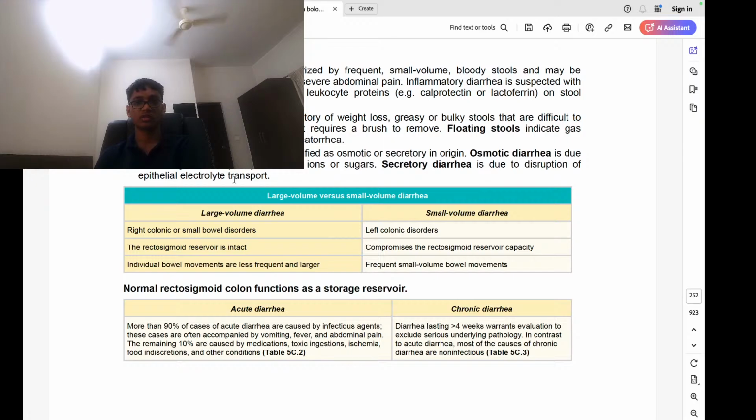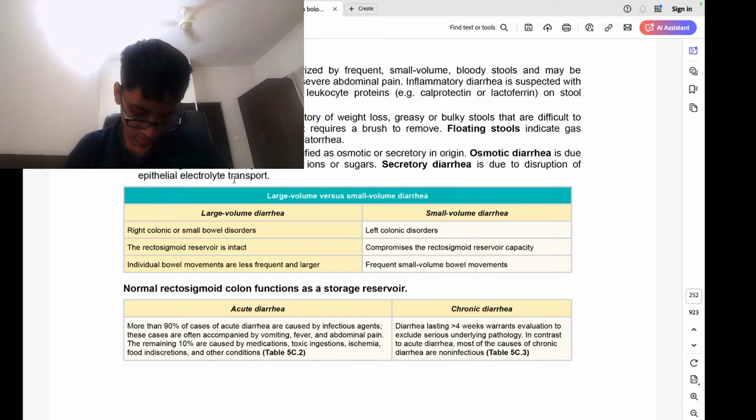Inflammatory diarrhea is suspected with the demonstration of leukocytes or leukocyte proteins, for example calprotectin or lactoferrin, on stool examination. Frequent small volume bloody stools may be accompanied by tenesmus, fever, or severe abdominal pain.